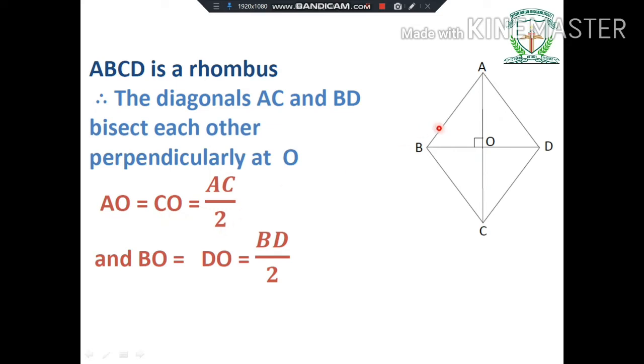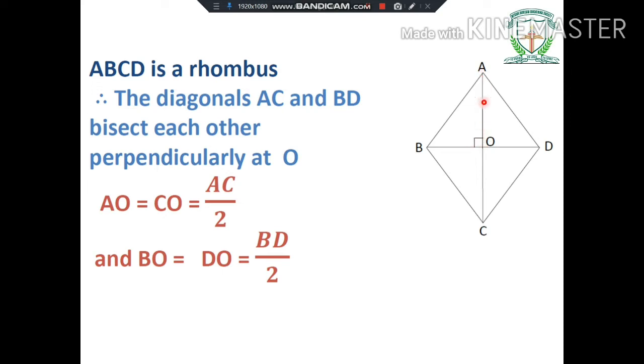Similarly, the other diagonal also bisects. Therefore, BO is equal to DO is equal to half of BD. Yes, children. Now there are four right angle triangles here. Consider any one triangle. We shall take this triangle ABO. In triangle AOB, right angle triangle AOB, angle AOB is 90 degrees.